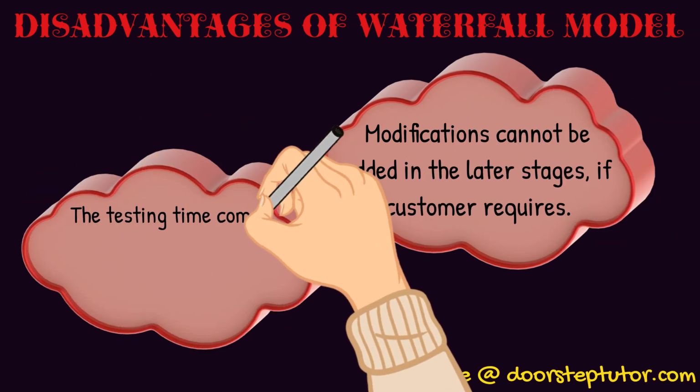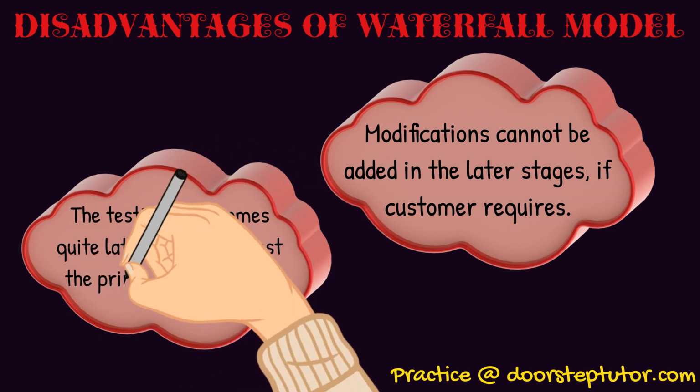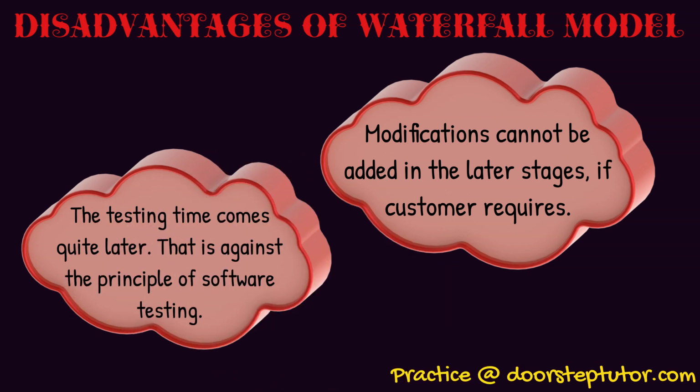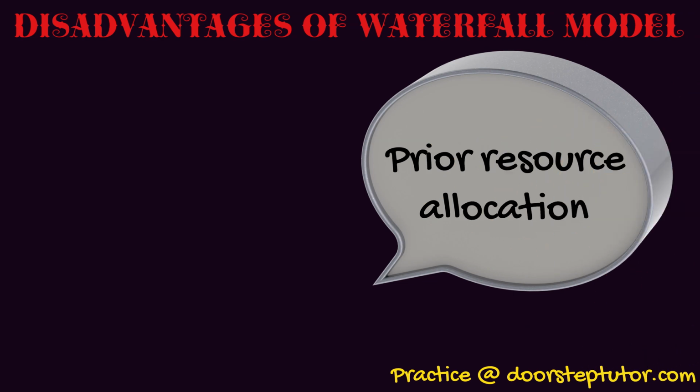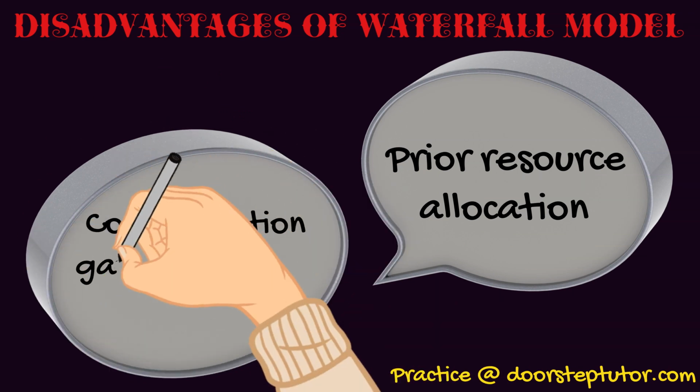Next point is that the testing time comes quite late, which is an important point in software engineering, that we must have time to time testing and it must be efficient. So the next point is prior resource allocation. Again, it is a disadvantage that resource allocation is a problem for this. The last point is that a communication gap can result in big problems.